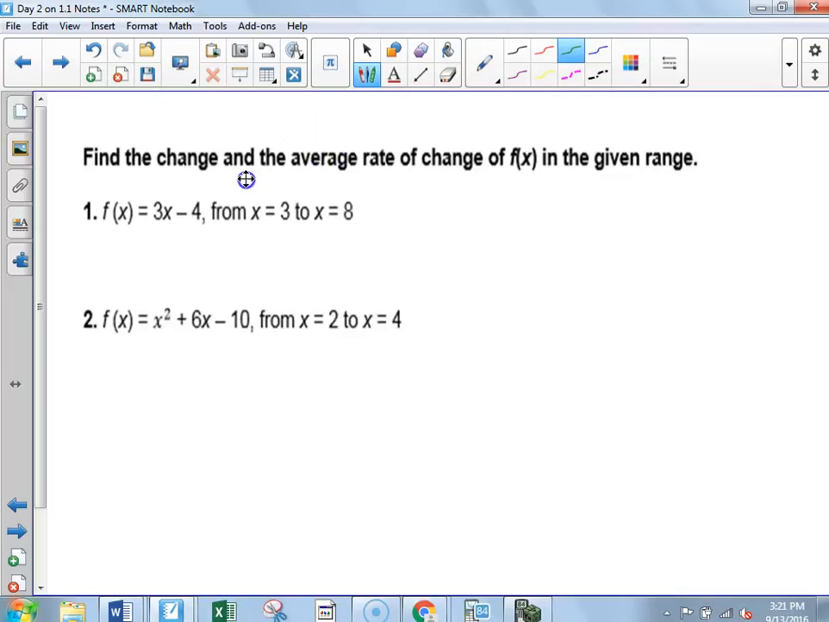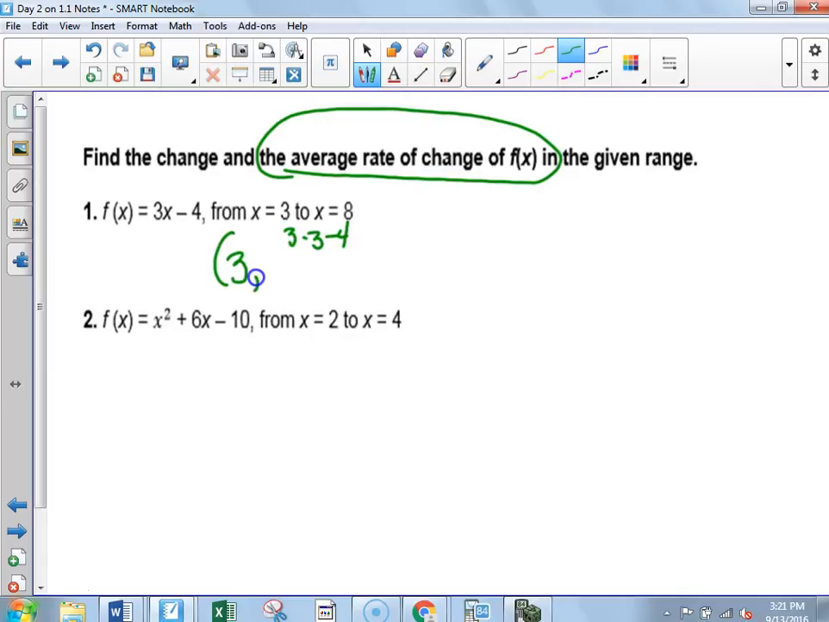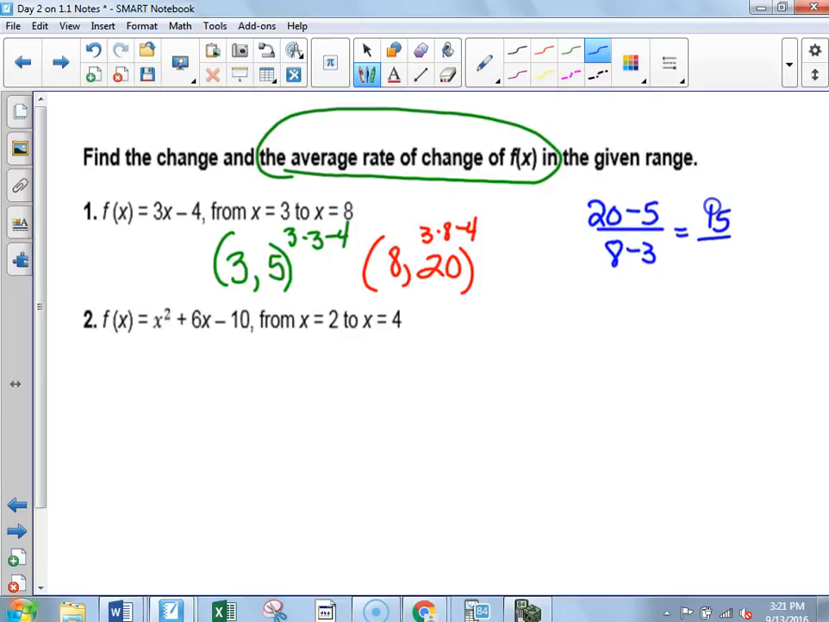Here we're going to do this question. It says find the rate of change for this question. This is what I'm worried about right here, this rate of change. Okay? For this function, if I put in a 3, I go 3 times 3 minus 4 and get out a 5, yes? If I put in an 8, I go 3 times 8 minus 4, which is 20. If I want the rate of change, I get 15 over 5, which is 3.